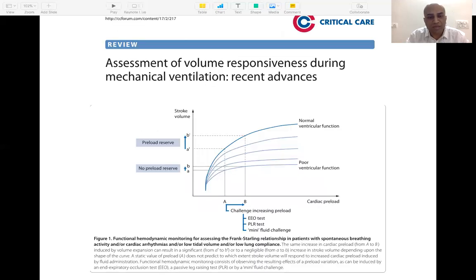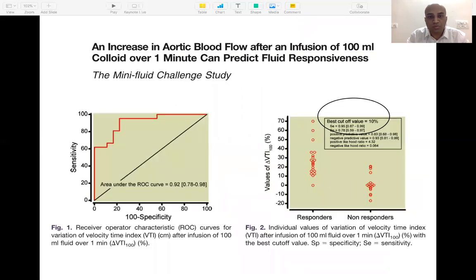What are the other things we can do? We can work on the Frank-Starling curve, and we can check whether there is a preload reserve in the patient by giving a small preload challenge in terms of a mini fluid challenge, where we give a small volume of fluid bolus over a short period of time, or we can do a passive leg raising test, where there will be an auto-transfusion of around 500 ml of blood, or there may be an end-expiratory occlusion test, where we will increase the preload of the left ventricle and look for an increase in the cardiac output.